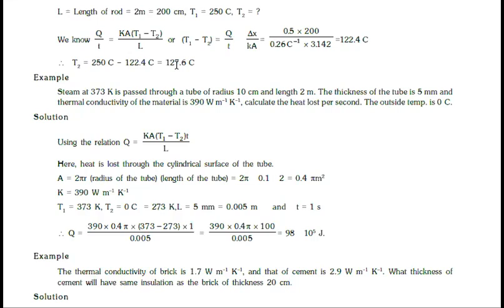Try solving the second one. The first one is easy, and the second one is also the same as the first one. The thermal conductivity of brick is 1.7 watt per meter Kelvin, and that of cement is 2.9 watt per meter Kelvin. What thickness of cement will give the same insulation as a brick of thickness 20 centimeter? Try solving this, everyone.